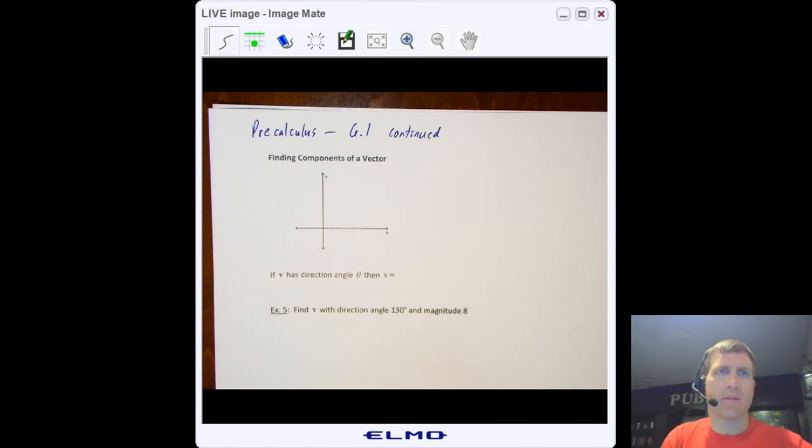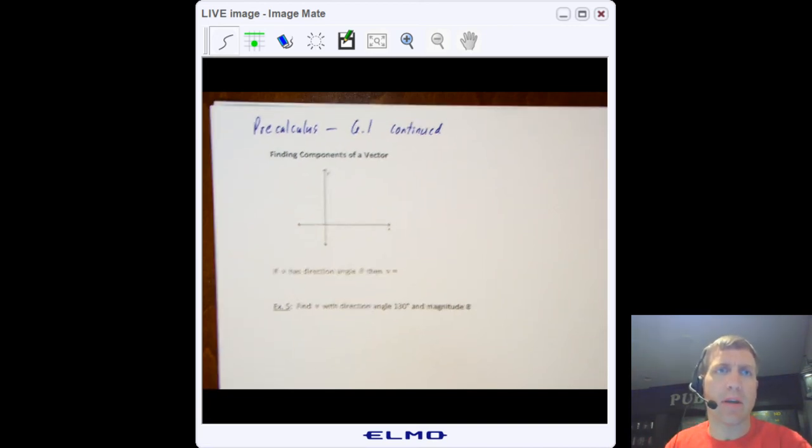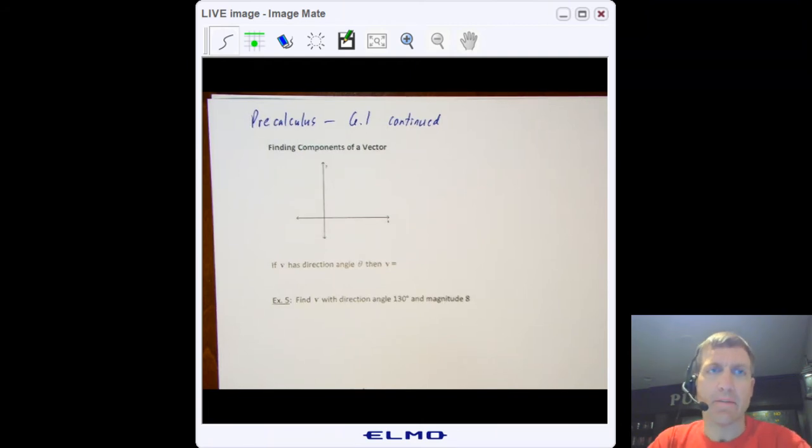All right, pre-calculus students, we are back talking about 6.1 on vectors. Hopefully you got the first assignment done and you have an idea now of how to find the components of a vector. If you are given the initial point and the terminal point, you can find the components of the vector. And remember, every vector is defined by two things, a direction and a magnitude.